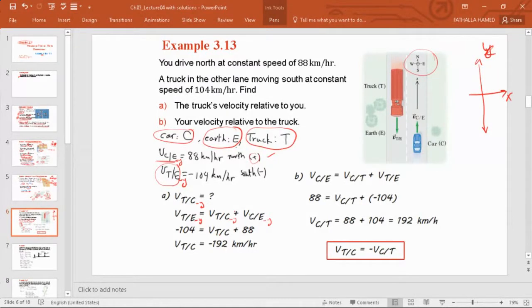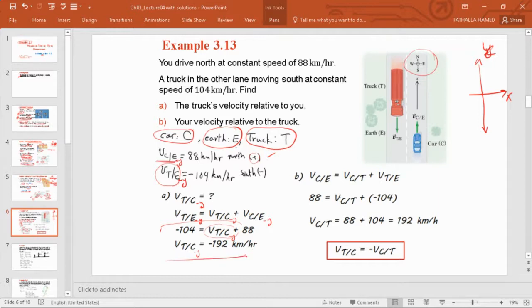And the velocity of the truck relative to the car, this is what we want to find. And the velocity of the car relative to the Earth, it is 88 because it's moving north. So you want to find this one here. So you can take this to the other side there. And if you take that to the other side, you will take it with a minus sign. So what you have here, the velocity of the truck relative to the car, it's equal to minus 192 kilometers per hour.